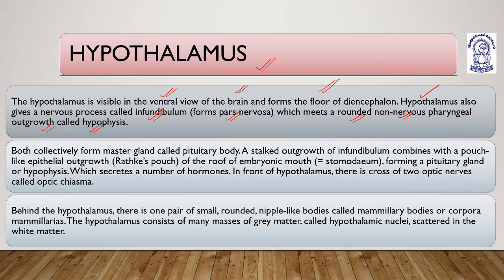Both collectively form a master gland called the pituitary body. So both the hypophysis and the infundibulum form the master gland called the pituitary gland. A stalked outgrowth of the infundibulum combines with a pouch-like epithelial outgrowth, Rathke's pouch, of the roof of the embryonic mouth, that is the stomatodeum, forming the pituitary gland or hypophysis. So hypophysis is the name given for the pituitary gland.